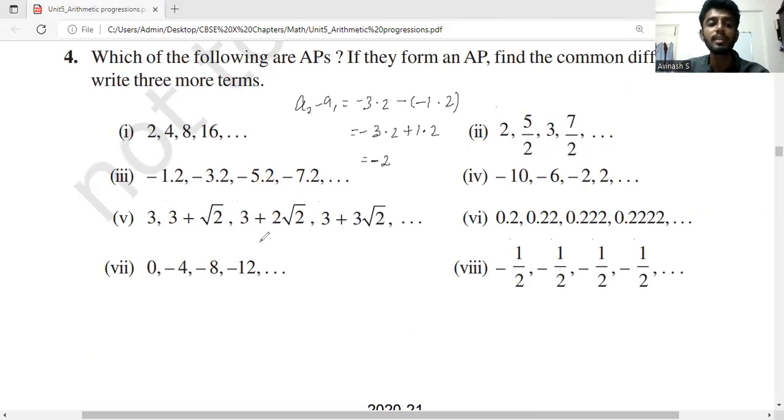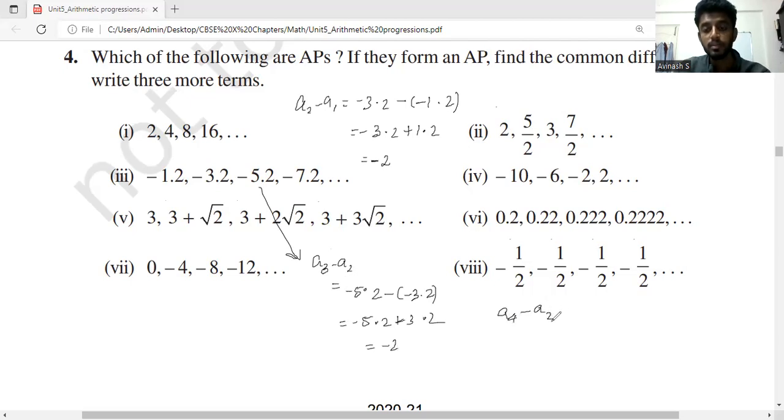Then we do A3 minus A2 for the same thing, that is the third term minus second term. The third term is minus 5.2 and the second term is minus 3.2. So we get minus 5.2 plus 3.2, and here also we get minus 2. For the next terms, we have to keep going till the end. We stop only if they are in mismatch. So A4 minus A3, fourth term minus third term, is minus 7.2 plus 5.2. Here also we get minus 2.